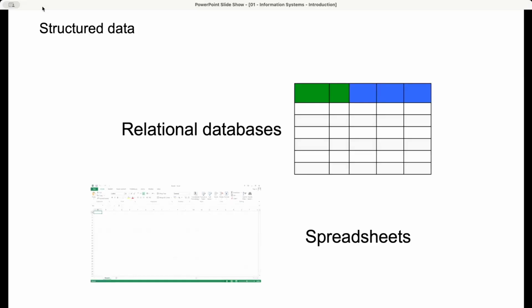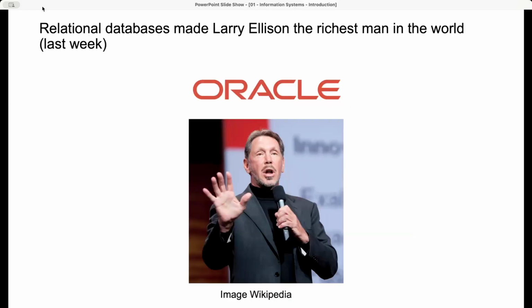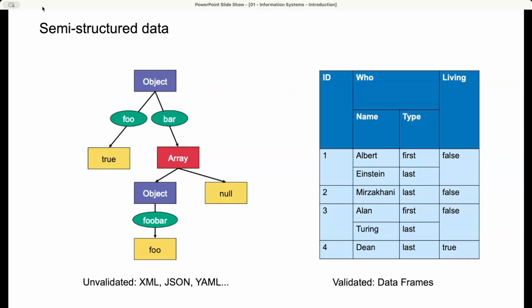It's a bit older than ChatGPT. And what's incredible about it is that it turned the man into the richest man in the world, relational databases. So just to see how big a deal it is to use relational databases. That happened just last week. There was a sudden surge with Oracle that was one of the first companies to implement relational databases.